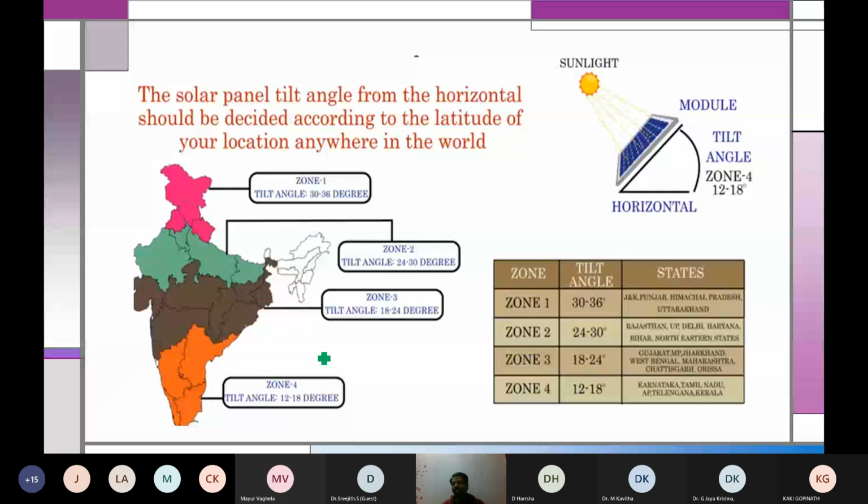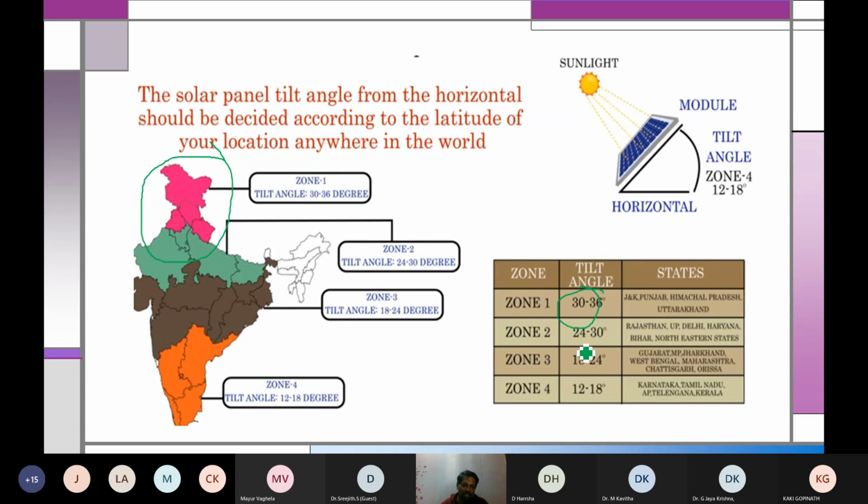I'll show you an example here. Let me take our country. It depends upon the latitude, the latitude at which the place is. For example, this is with respect to our country. You can see they have divided the entire country into 4 zones: Zone 1, 2, 3, 4. Zone 1 is at the top, in the north. You can see Jammu and Kashmir, Punjab, HP, Uttarakhand, everything is there. The tilt angle is 30 to 36 degrees there, which means their latitude is 30 to 36 degrees.